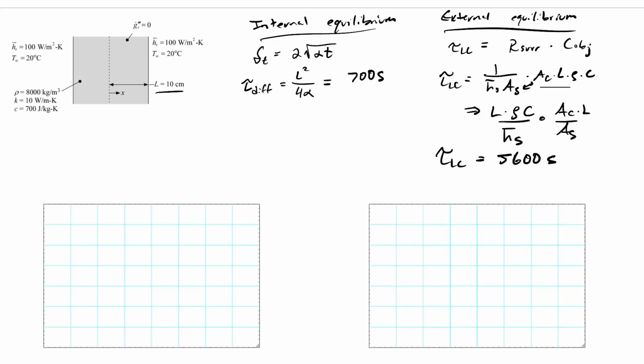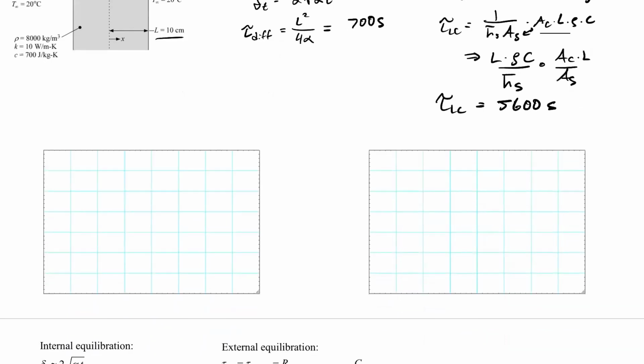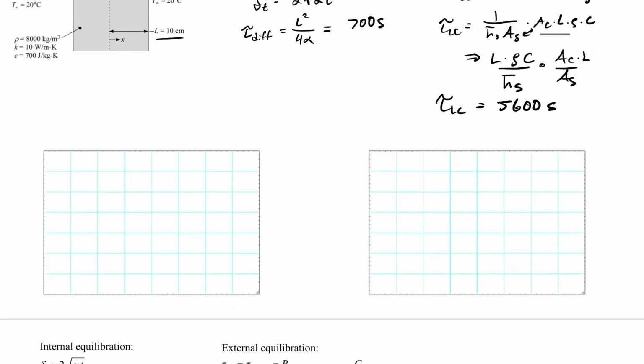So we can use this information and predict the behavior of this particular problem without actually doing many more calculations. How would we do that? Let's sketch it out. On the left-hand plot, let's take temperature T as a function of position R, and let's plot temperature at different times.